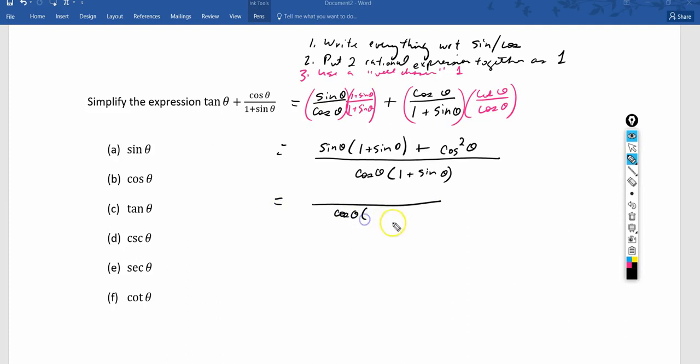I'm not going to change the denominator just yet. I might not need to. I'm going to multiply this sine through. So sine theta times 1 is sine theta. And sine theta times sine theta is sine squared theta. And then I have plus cosine squared theta. Now, all of us must surely know by this time in the course that that is equal to the number 1.